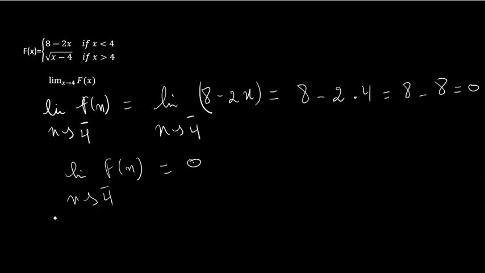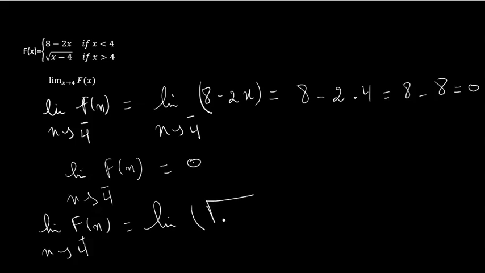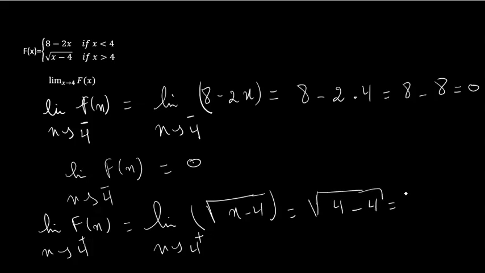Let's calculate the limit from the right side. x approaches 4 from the right side is equal to what? It's the limit of the square root of x minus 4 when x approaches 4. The sign plus defines the right side. We're going to replace the value of x equal to 4 in the function. It's going to give us 4 minus 4, and this is equal to the square root of 0, and that is 0.